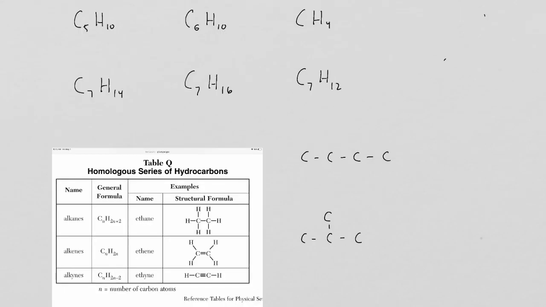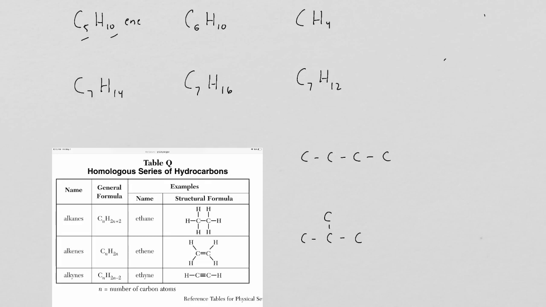All right, let's take a look at all these molecules. Now, you should be able to quickly use this table to figure out which of these is an alkane, alkene, or alkyne, just by looking at the formula. So C5H10: is the H 2n plus 2, 2n, or 2n minus 2? It's 2n. So this is going to be an alkene. And that means it's going to be unsaturated, because alkenes are unsaturated.